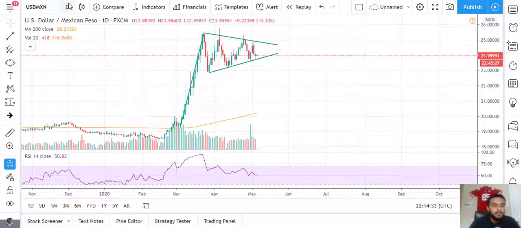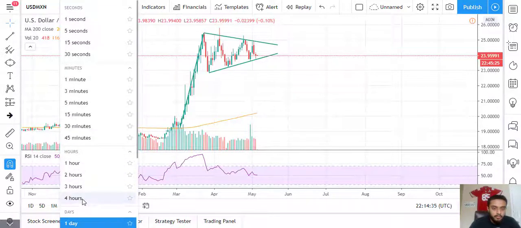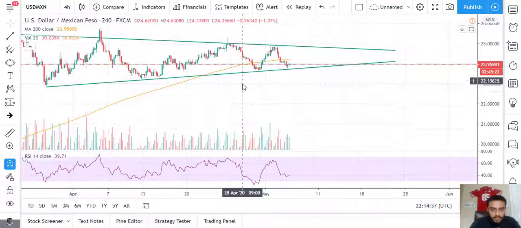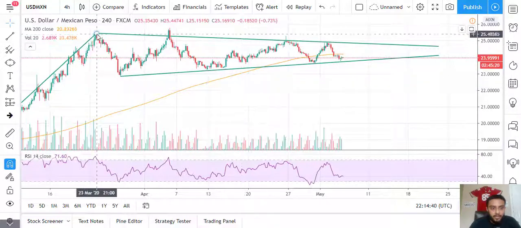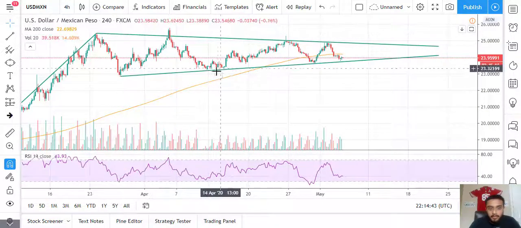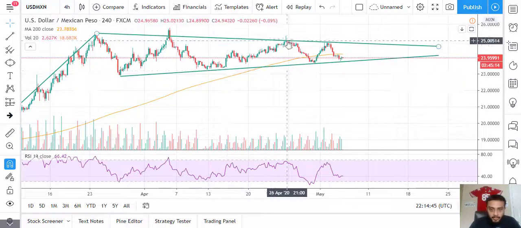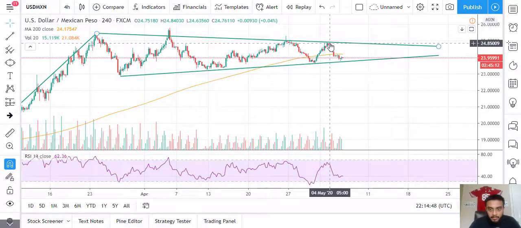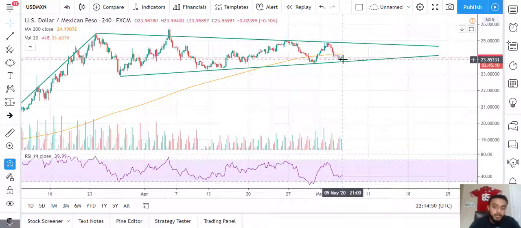Okay, so again, we're gonna move down a time frame, and we can see that price has been obeying these trend lines, right? Bouncing off the top, bouncing off the bottom, faking out right here, and then coming back down to bounce off the bottom, bouncing off the top here, bouncing off the bottom, bouncing off the top, and what do you think can happen next?